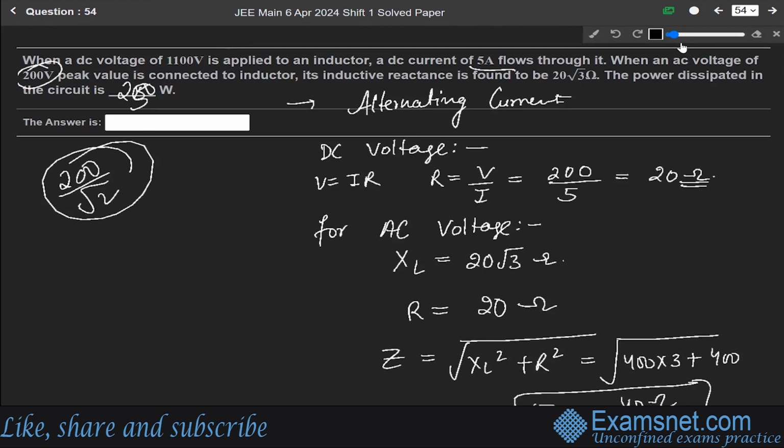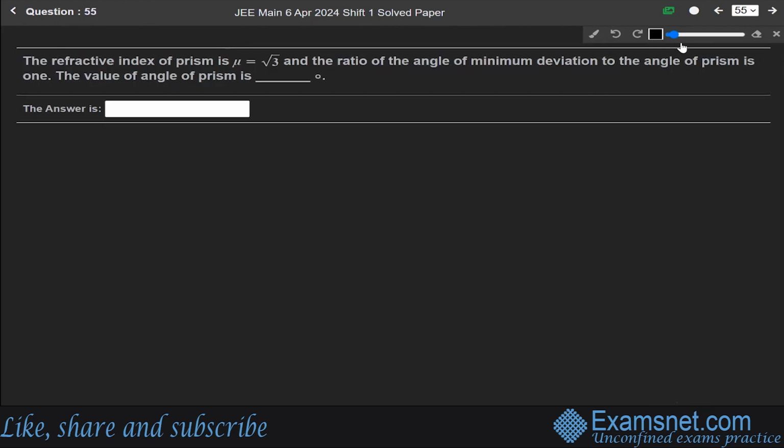Now next question 55. The refractive index of a prism is mu equals root 3 and the ratio of the angle of minimum deviation to the angle of prism is 1. The value of the angle of prism is, okay. So this question is from the chapter of optics itself. Now let us try to understand it.